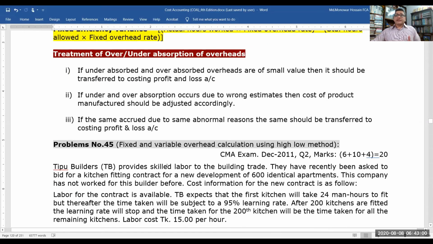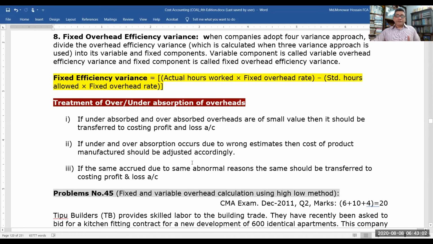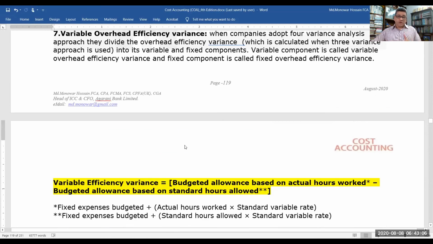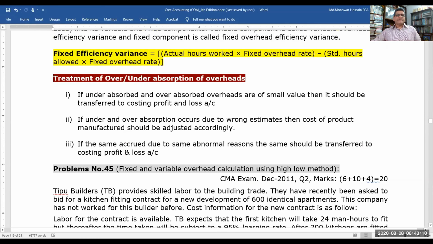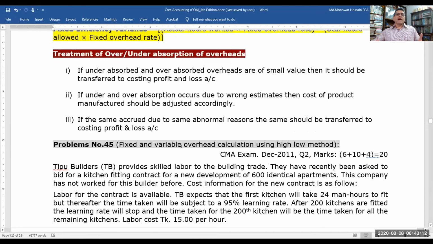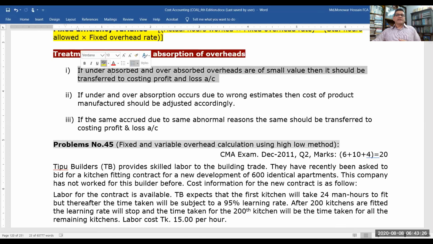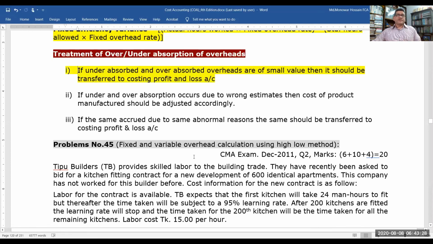Being a professional accountant, you have to understand all things and you have to study more. Download this sheet. Now the treatment of over- and under-absorption of overhead. If the under-absorbed or over-absorbed overhead is of small value, then it should be transferred to the costing profit and loss account. So if it is nominal, it would be transferred to costing profit and loss.